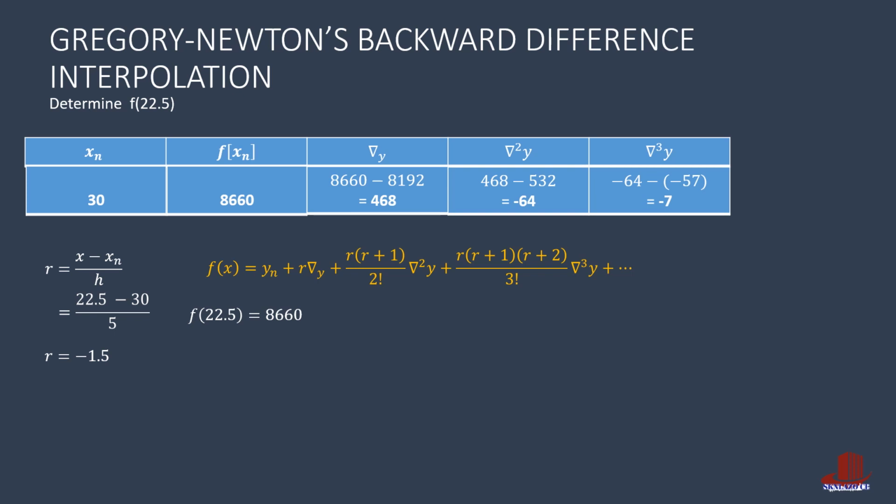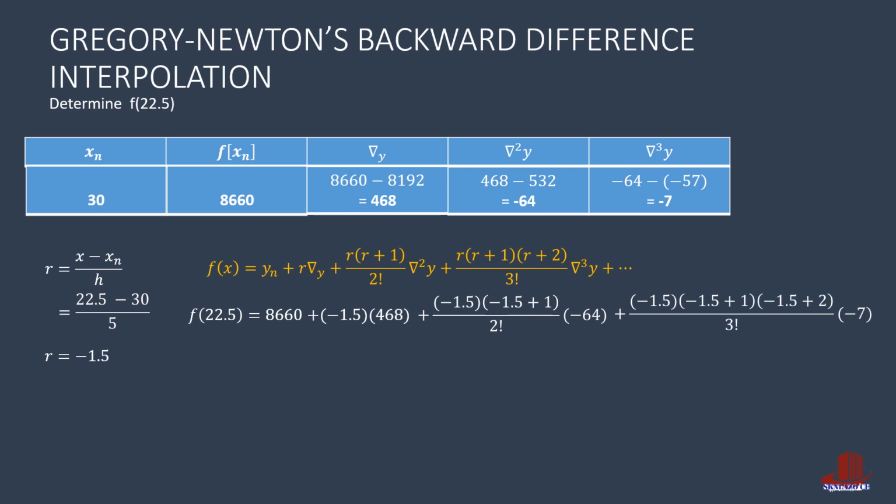F of 22.5 is then taken starting with 8660, plus the next term with negative 1.5 times 468, then followed by negative 1.5 times negative 1.5 plus 1 times negative 64 all over 2 factorial. The third term is negative 1.5 times negative 1.5 plus 1 times negative 1.5 plus 2 times negative 7 all over 3 factorial.